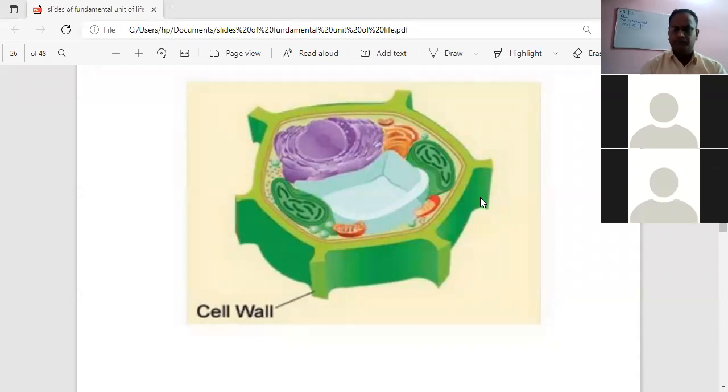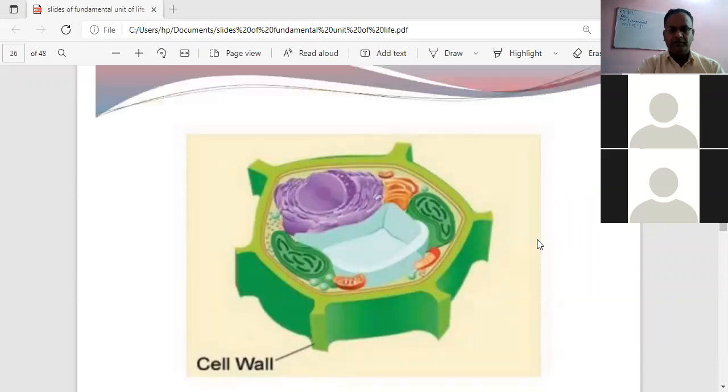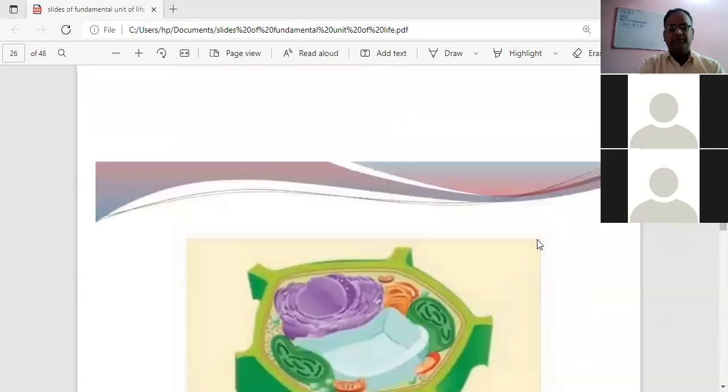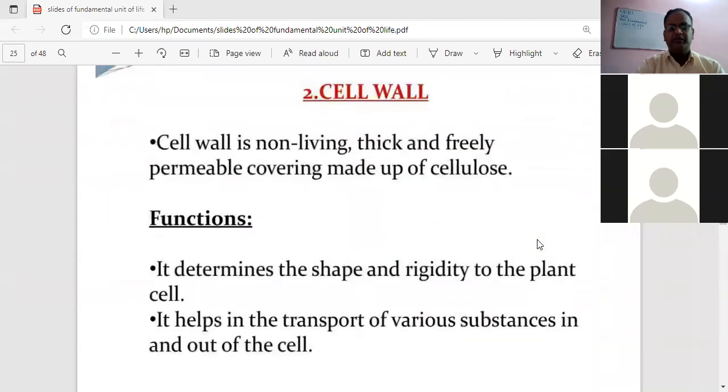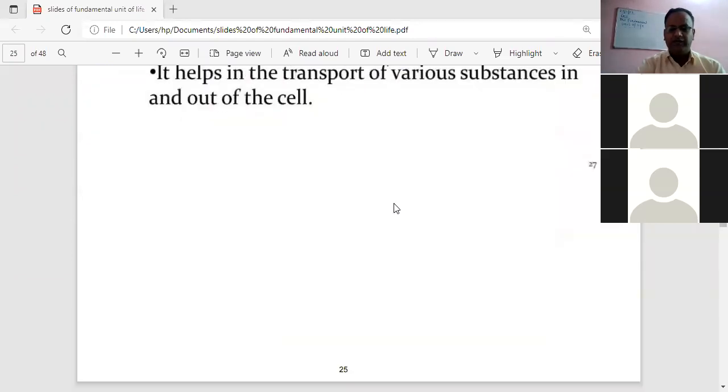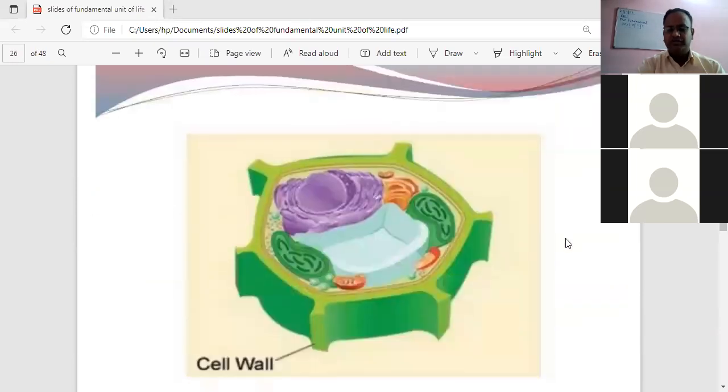It provides rigidity and protection to the plant cell. And Shripati, whether the cell wall is living or dead? Sir, it is dead. It can be living also. It can be living also, and you're saying it can be. Remember, cell wall is non-living. Okay, cell wall is non-living. Okay, Shripati, you can mute yourself.